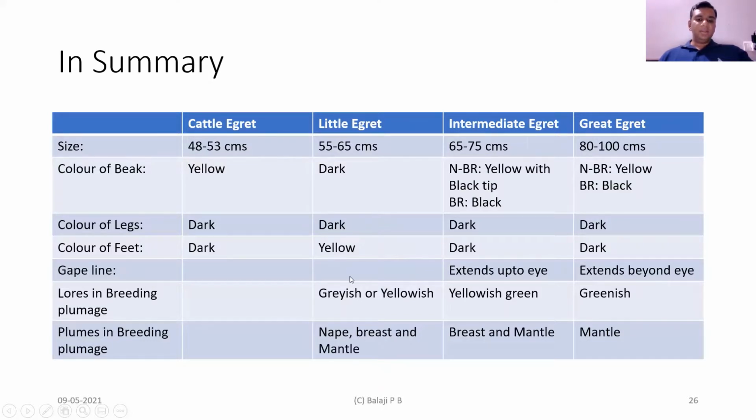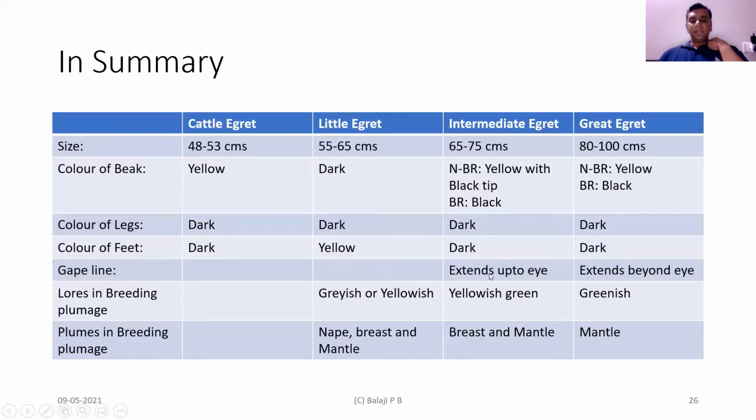And the lores in the breeding plumage is grayish or yellowish. It has plumes on the nape, breast, and the mantle in the breeding plumage. And the intermediate egret is 65 to 75 centimeters, so the size is between the little and great egret. In non-breeding plumage, it has a yellow beak with a black tip. In the breeding plumage, the beak becomes completely black. The color of the legs is dark. The color of the feet is also dark.